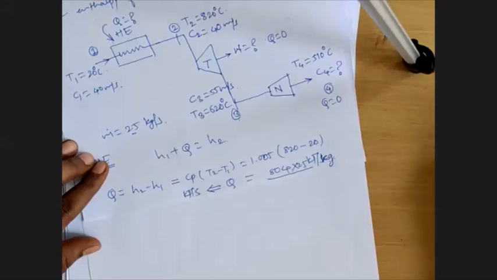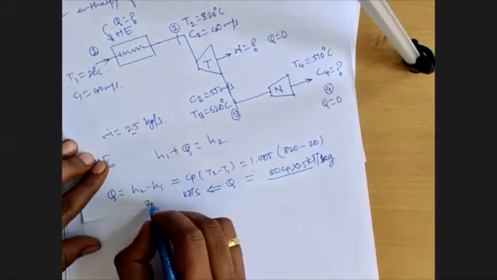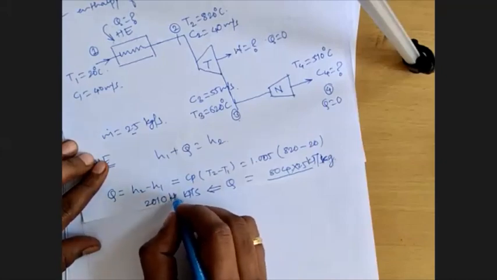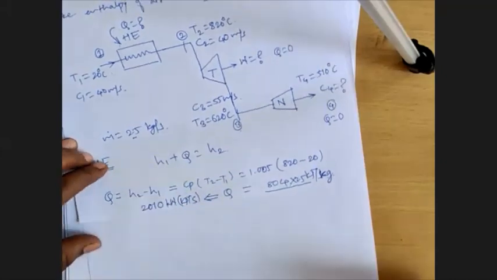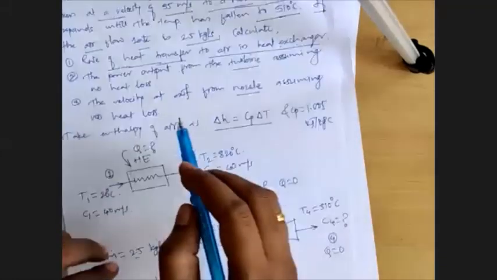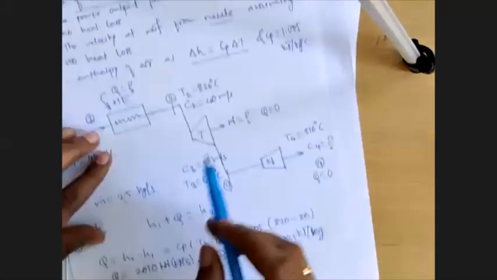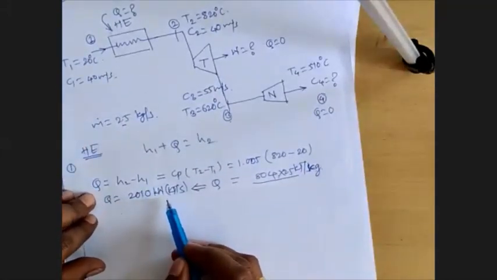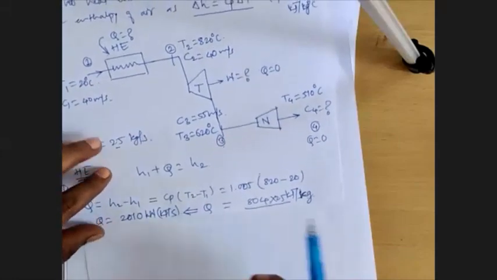2010. So that is going to be 2010 kilojoules per second or kilowatt. So the heat transfer to air in heat exchanger is going to be 2010 kilojoules per second or kilowatt. So we are done with first device.